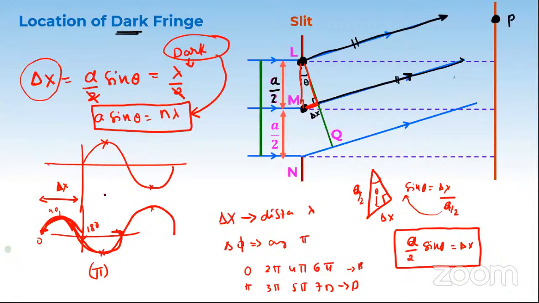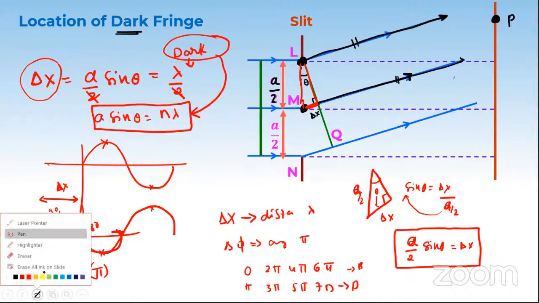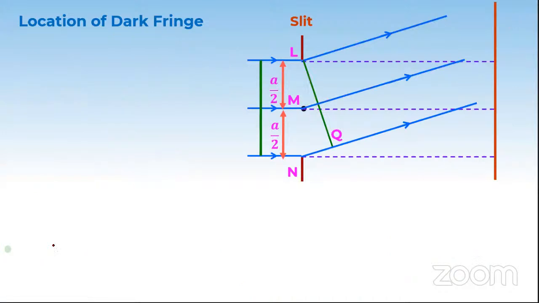In interference, this condition was for bright fringe. Do you remember, guys? I hope you remember. This was the condition for bright fringe in interference, but in diffraction, it is for dark fringe. It's getting reversed. So I'll do it all again from the beginning very quickly.